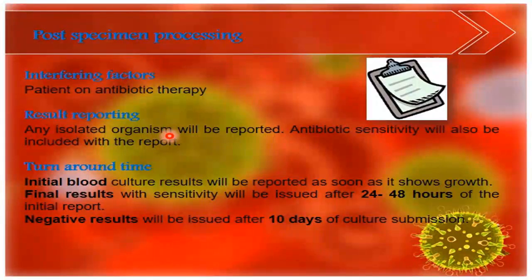When we have different colonies with similar morphology, it indicates a true pathogen. But different colonies or many colonies with different morphology are considered contamination. Turnaround time: the initial blood culture result will be reported as soon as it shows growth. Final results with sensitivity will be issued 24 to 30 hours after the initial report. Negative results will be issued after 10 days of culture submission.